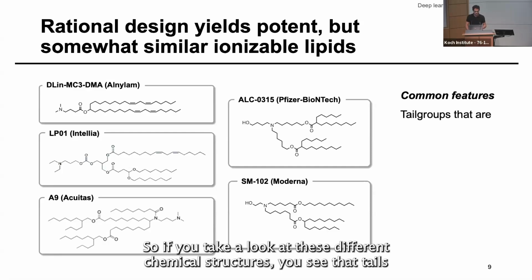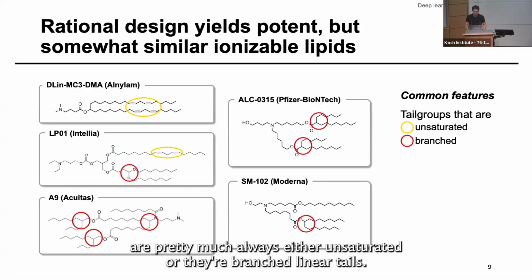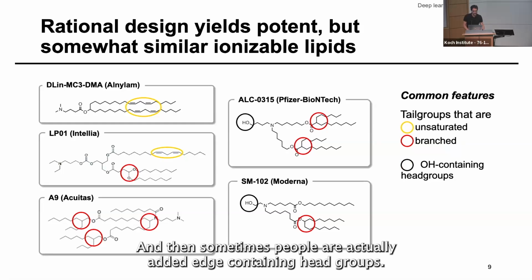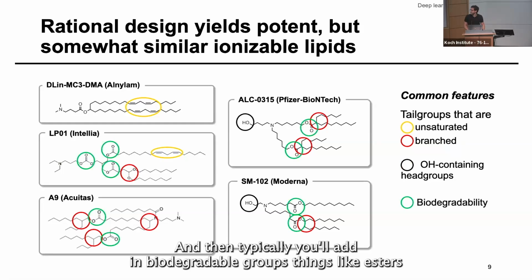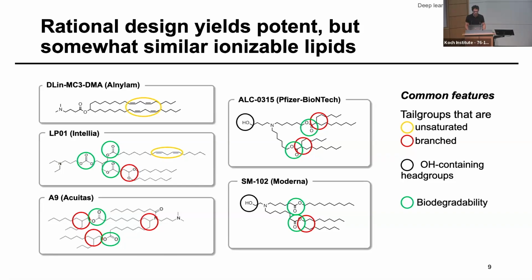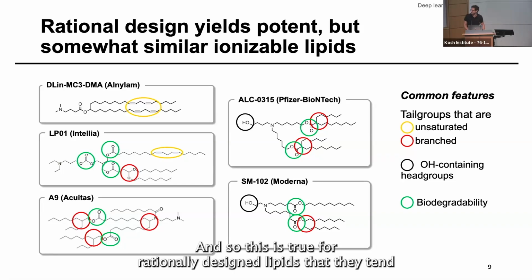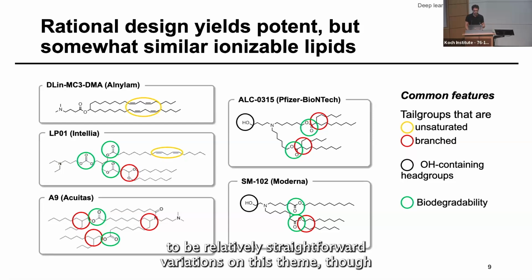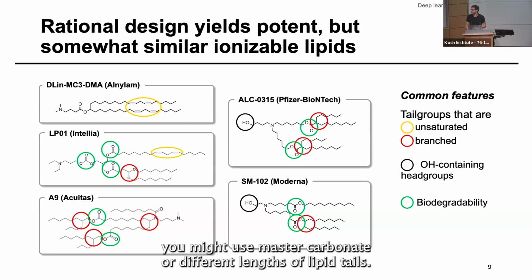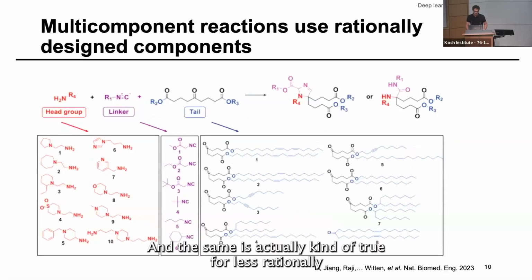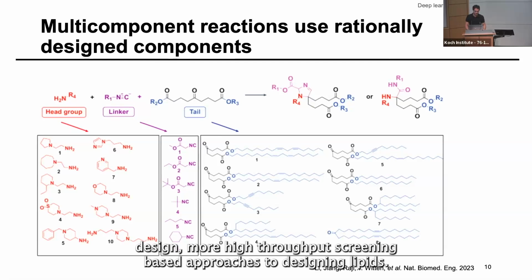If you take a look at these different chemical structures, you see that tails are pretty much always either unsaturated or they're branched linear tails. And then sometimes people rationally add in OH-containing head groups. And then typically you'll add in biodegradable groups, things like esters or carbonates. So this is true for rationally designed lipids, that they tend to be relatively straightforward variations on this theme, though you might use an ester or a carbonate or different lengths of lipid tails. And the same is actually kind of true for less rationally designed, more high throughput screening-based approaches to designing lipids.